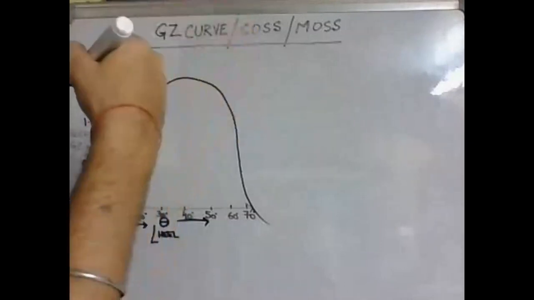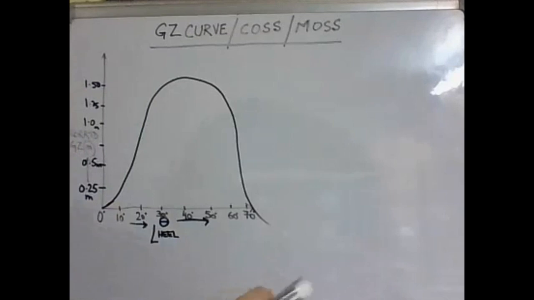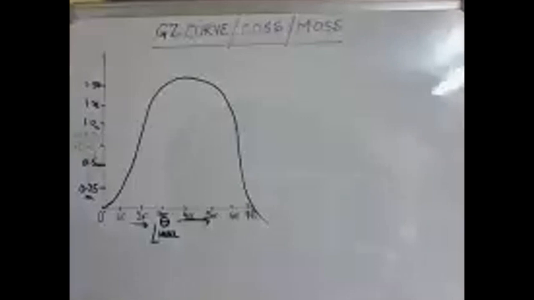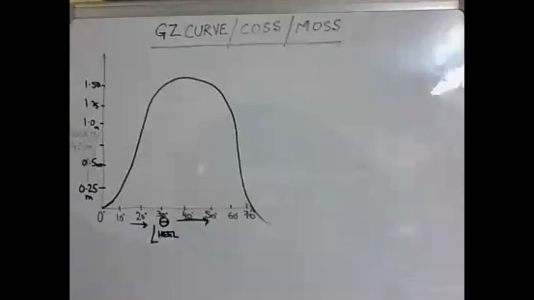Yes, sir. Okay. So you can write down: a GZ curve is a curve drawn by a chief officer with theta as the angle of heel along the x-axis, and corrected GZ in meters along the y-axis.